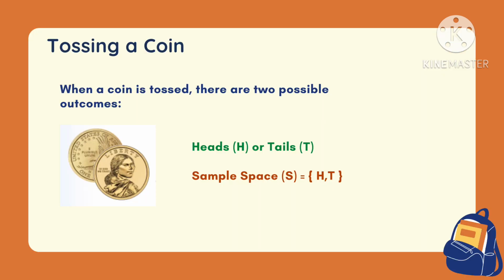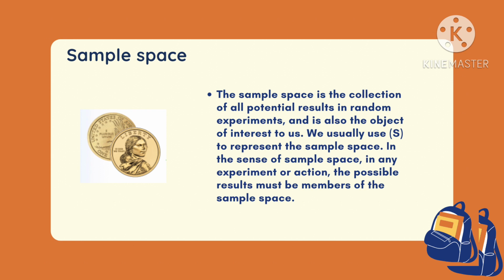Next, consider tossing a coin. When a coin is tossed, there are two possible outcomes, that is heads or tails. We will use the symbol H for heads and T for tails. The sample space is the collection of all possible results in a random experiment. We usually use S to represent the sample space. In any experiment or action, the possible result must be a member of the sample space.